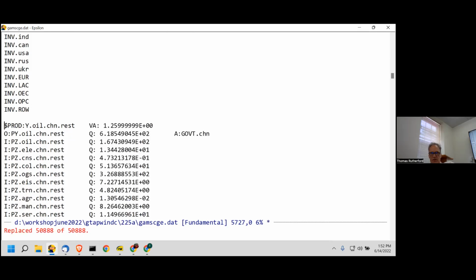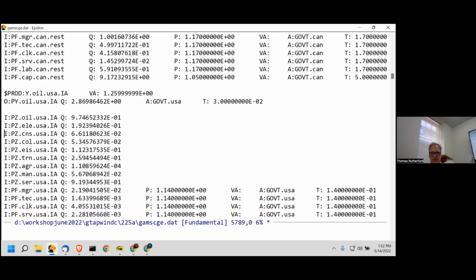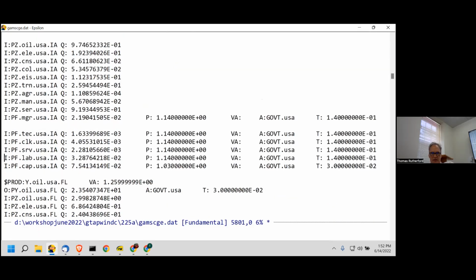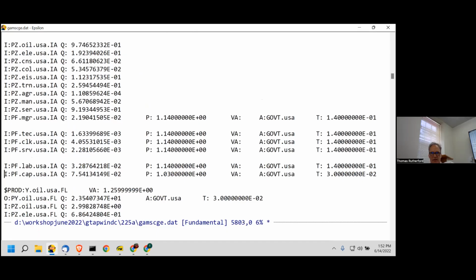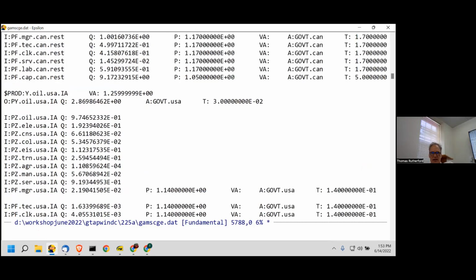So if I look at oil.usa.iowa, this is an example of an activity. There are the intermediate demands. Here we have capital and labor inputs, the inputs of the different types of factors, technology. Lab is unskilled labor. You have service workers, clerks, and technology workers, and then this is representing the intermediate demand.